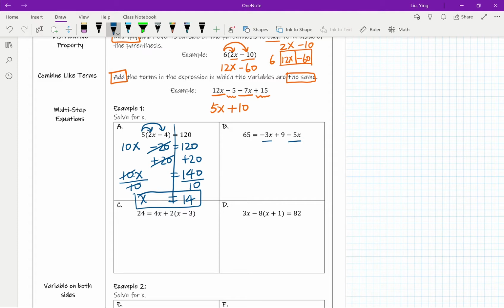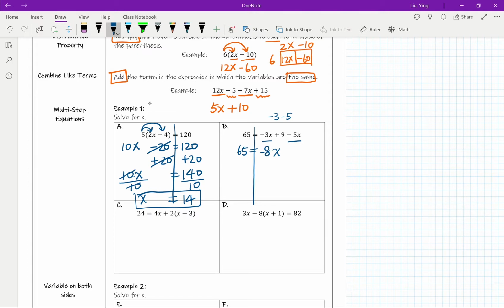Part B, there are no parentheses, but we can see that on the right-hand side, there are two variables that are like terms because they both have x in it. So we will first combine them. So the left-hand side is just 65, nothing has changed. The right-hand side, combining negative 3 minus 5. So you can just put down the x first because after you combine there will be an x still. Then you can do negative 3 minus 5 in your head or in the calculator, and that's going to give you negative 8.